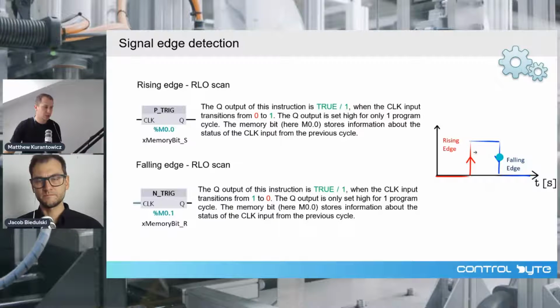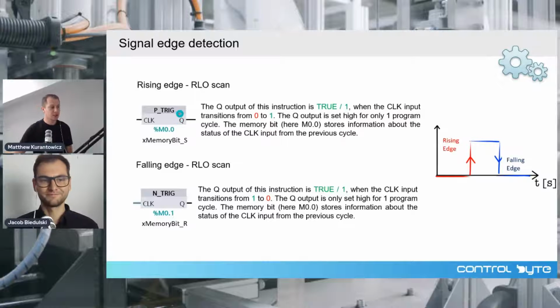And here we have different instructions like rising edge, RLO scan. What is RLO? Is detection result of last operation. Last logic operation. Yeah, of course. And what we have here, you can see the difference between previous instructions. The name of instruction is different. So we have P-trick, and we have one input CLK and one output Q. Below the symbol of this instruction, we have a memory bit which stores the value of our edge.